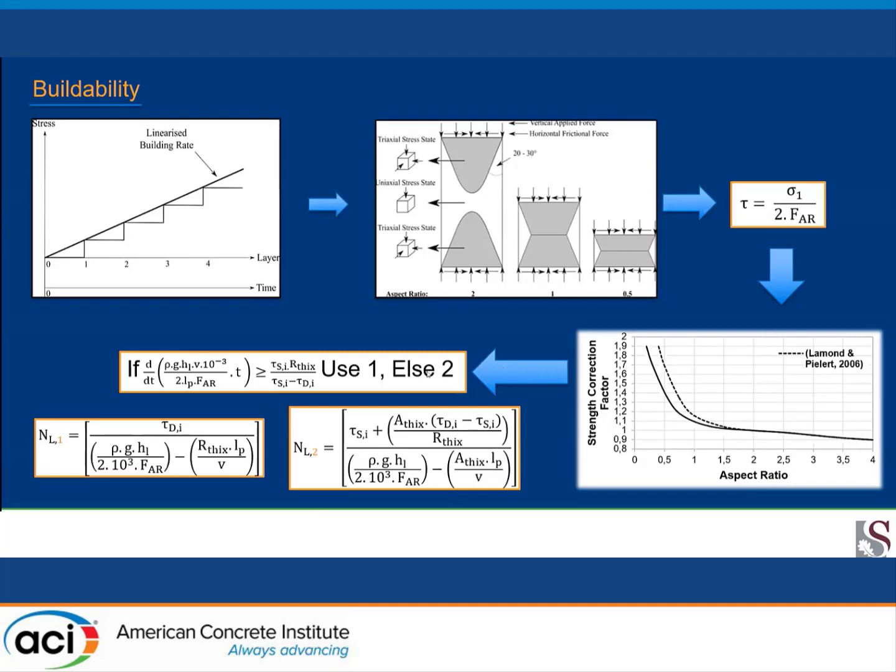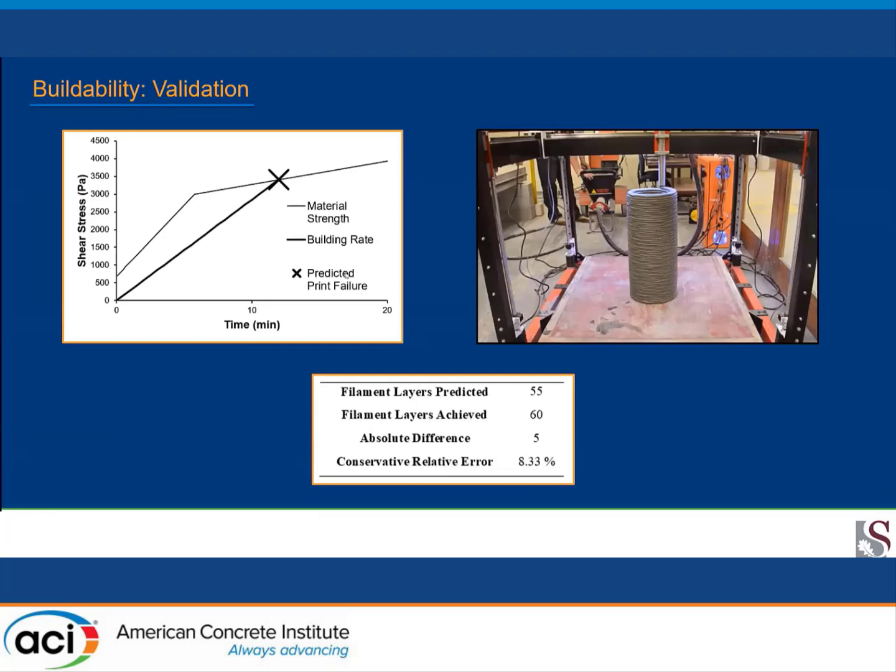So this we applied, and then if you have an a priori condition over here, because of the bilinear model, it just says if this is bigger than that, then use this expression, or otherwise use this one. So that's basically the buildability, which if you plot it on a graph, you get this, where this is your bilinear material strength that we characterized, and that's your linearized building rate, and where these two coincide, you get failure. So we printed a simple hollow column, and we found that we predicted 55 layers, and we achieved 60 layers. So that's about a conservative error of 8%, which we thought was good, and we accepted that.